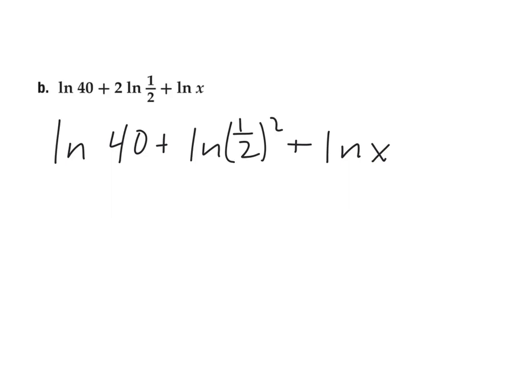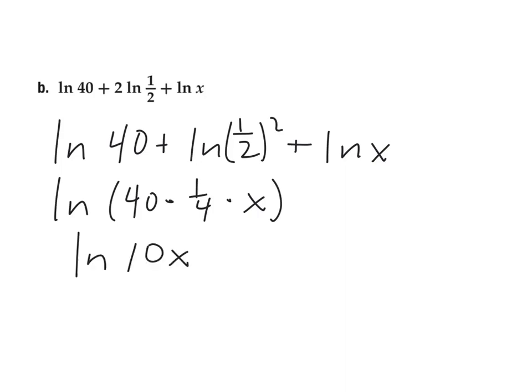And so what is that? What's 1/2 to the second power? It's 1/4, okay? So then what am I going to do with 40, 1/4, and x? Multiply because it's addition. So in reality, what I'm going to do to bring them together is multiply those three things. And so what is all of that? 40 times 1/4 times x. 10x, okay? Natural log 10x, that's my answer. Seems simple.